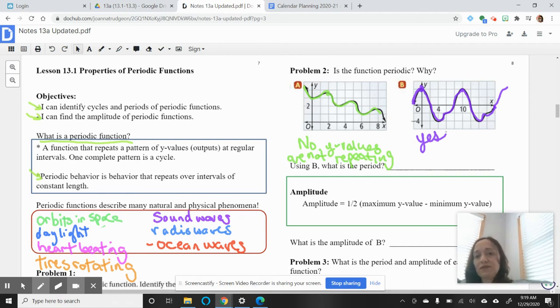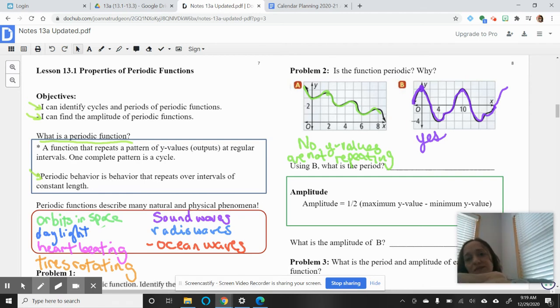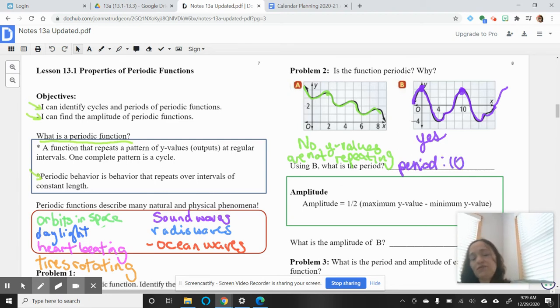Using B, what is the period? Well, again, you can pick a spot. I often do high points. So max to max there goes from 0 to 10. So the period is 10 units.